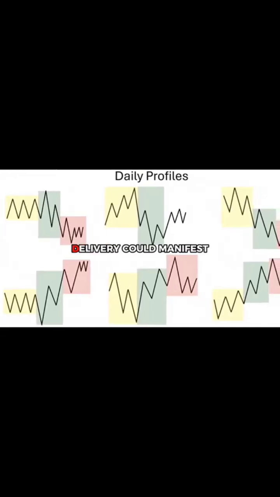The opening drive was bullish, price makes the high of the day, and you have a reversal. And here you have your candle flip. A candle flip is when price gets below the opening price. Price makes the low of the day and closes right above the low of the day. And the intraday delivery could manifest itself in multiple profiles.